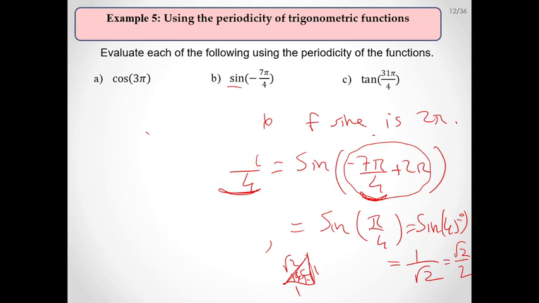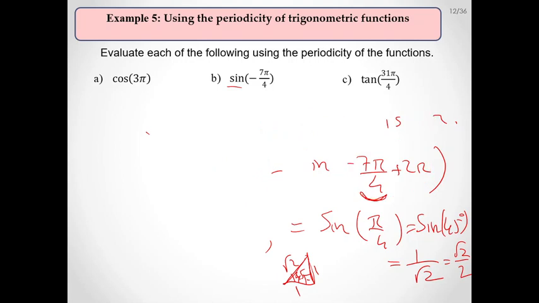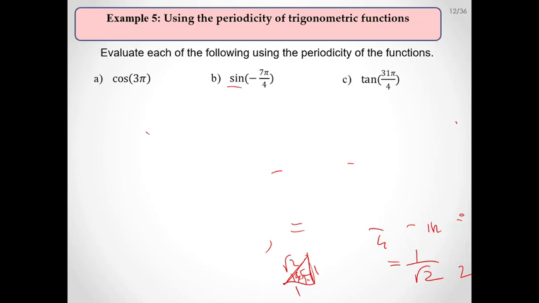Also, one can try to use the oddness of sine here. You can take the minus out, and you will try to get the sine value of 7 pi over 4. It's also possible to use the reference angle for it, but this way it's much easier. It requires some experience to see which one is better.